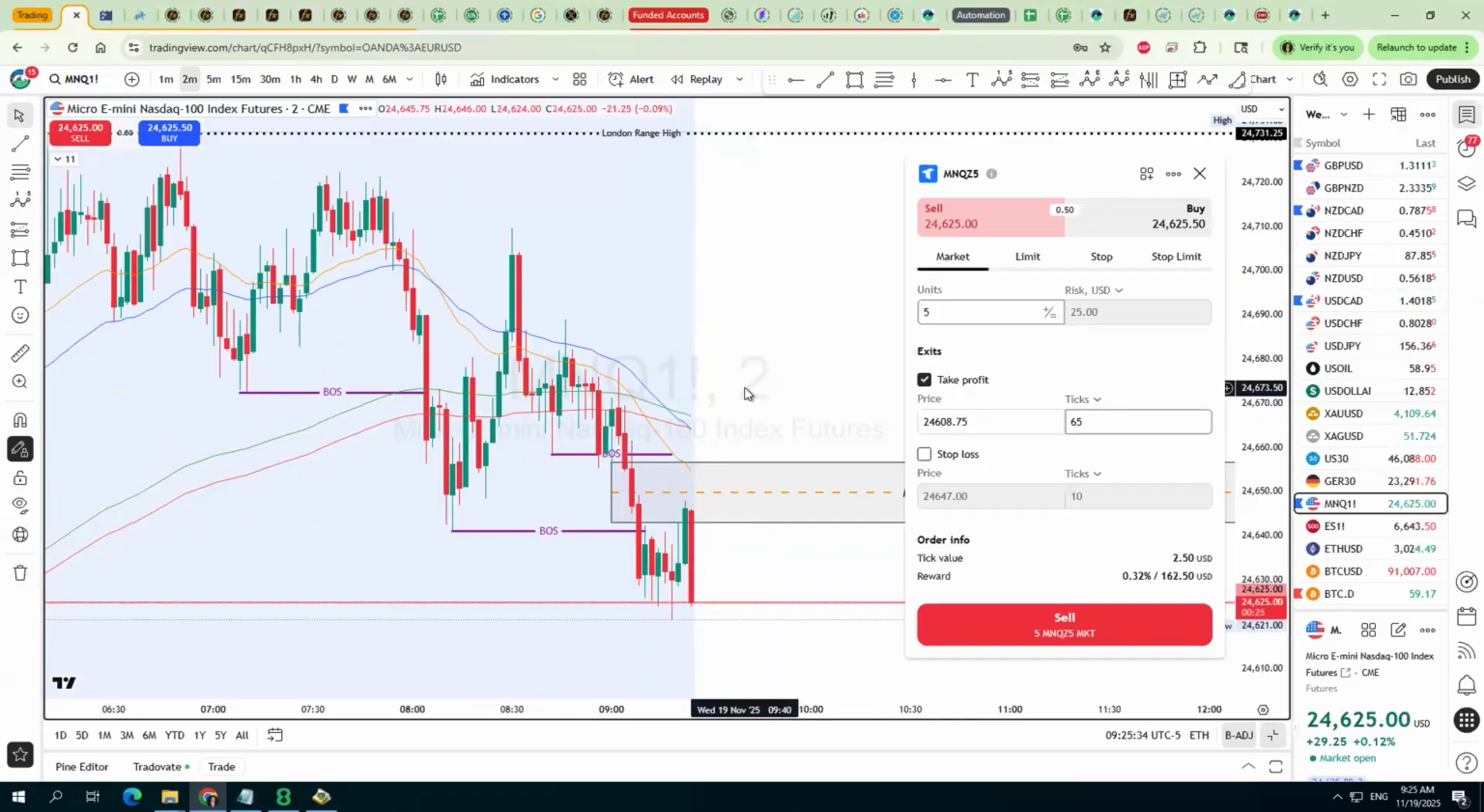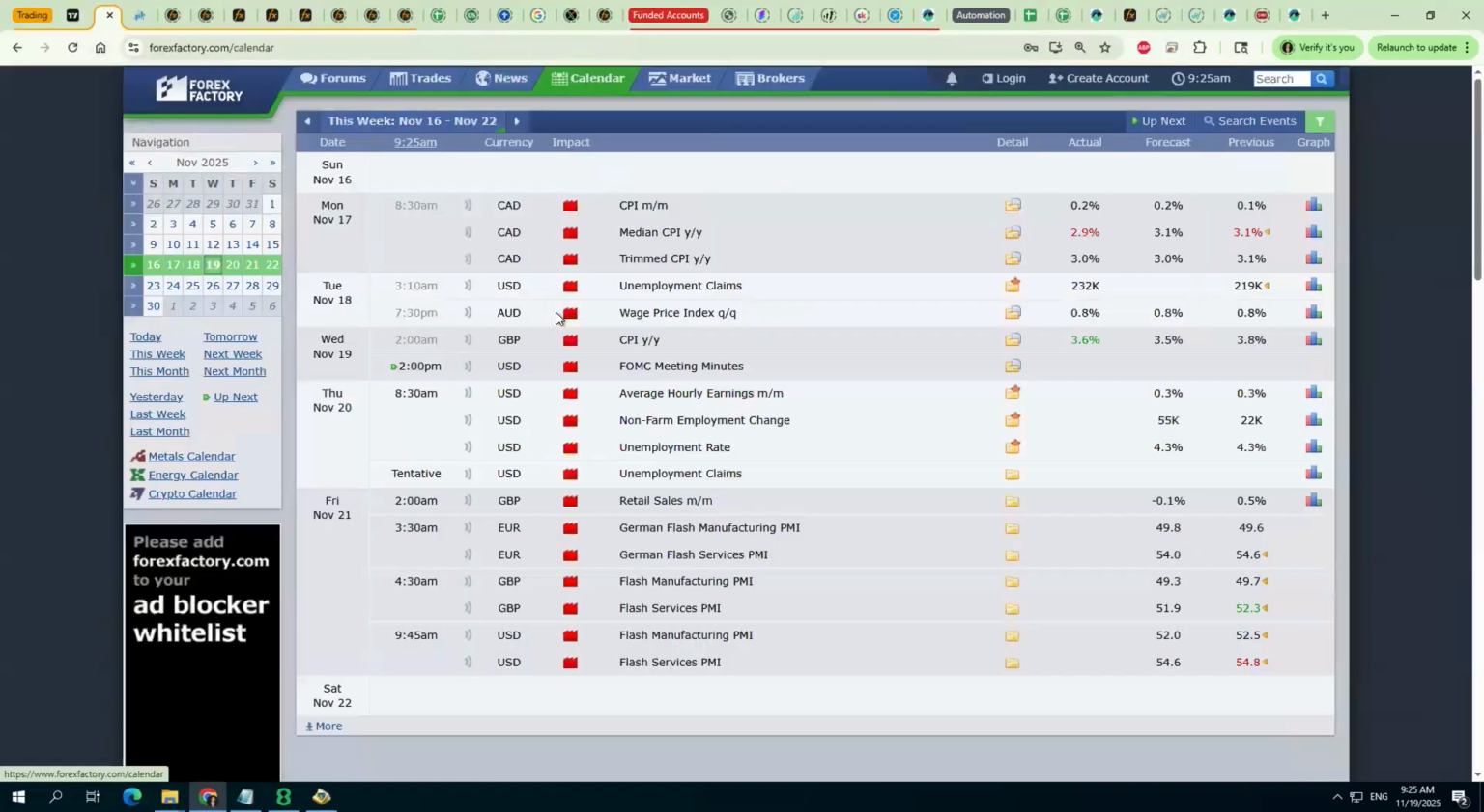Market's going to be a little choppy. Don't see any news coming out today. Let's go take a look at the news here. And to be honest with you, I don't mind choppy conditions. As long as we can take advantage of that choppy condition, I'm okay with that.